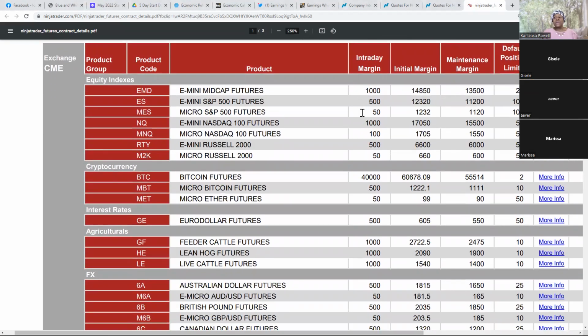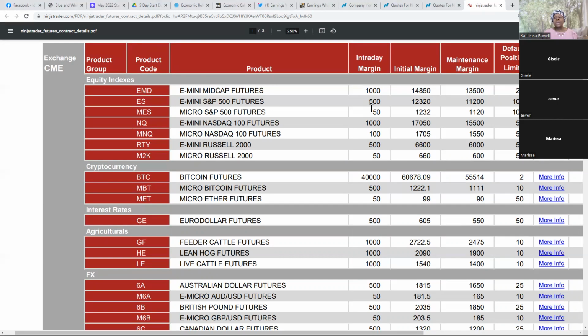This is what you are required to maintain in your account through the day. The cost of the contract is, let me explain it. Okay. There are ticks and there are points. Like 4 ticks would equal 1 point. And all of these, it varies for every single one. Everyone has a different tick and point value.